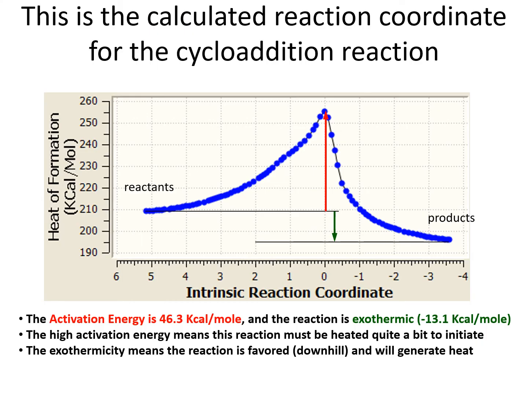This is the calculated reaction coordinate for the cycloaddition reaction. You can notice that the activation energy is 46.3 kilocalories per mole, and the reaction is exothermic at minus 13.1 kilocalories per mole. The high activation energy means this reaction must be heated quite a bit to initiate. The exothermicity means the reaction is favored downhill and will generate heat.